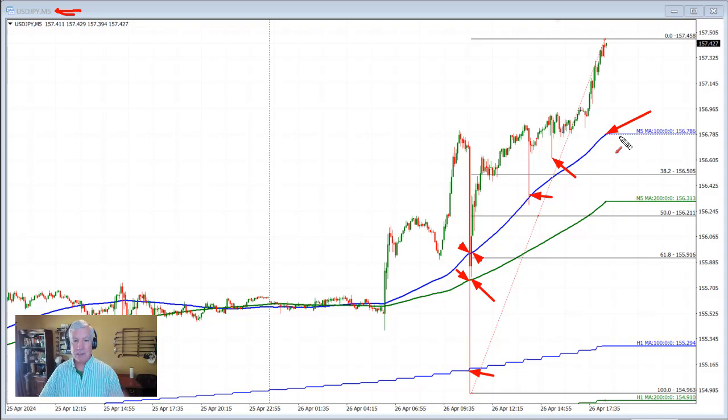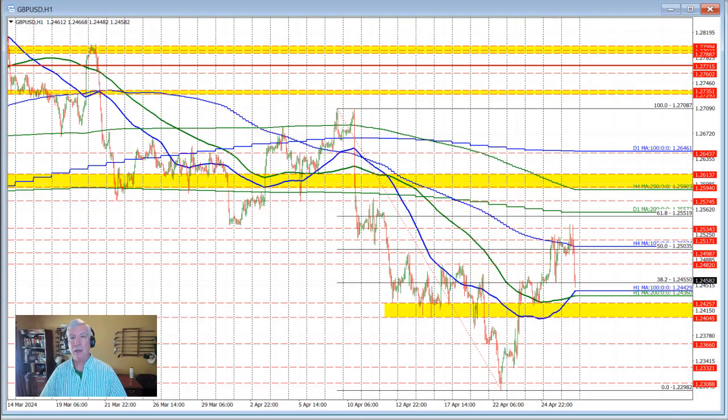Absent that, the sellers are not winning. The buyers are winning. So understand that 156.78 is that rising 100-bar moving average. It has to go below that level to increase the bearish bias in the dollar versus yen. Be aware, be prepared. By the way, that moving average is moving to the upside, so it will change after every 5-minute bar.